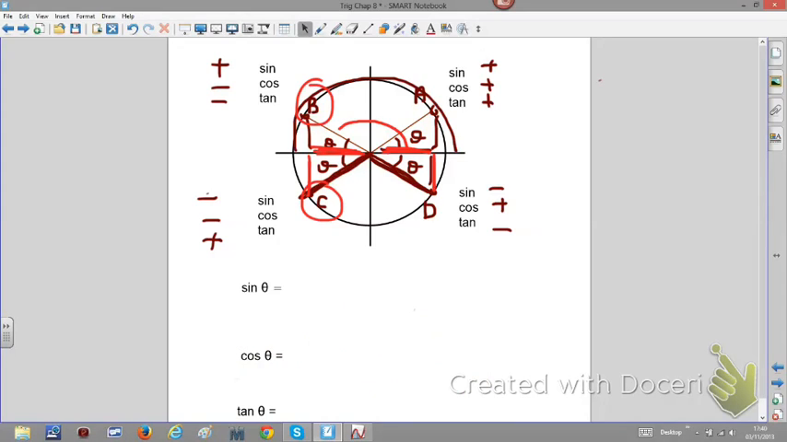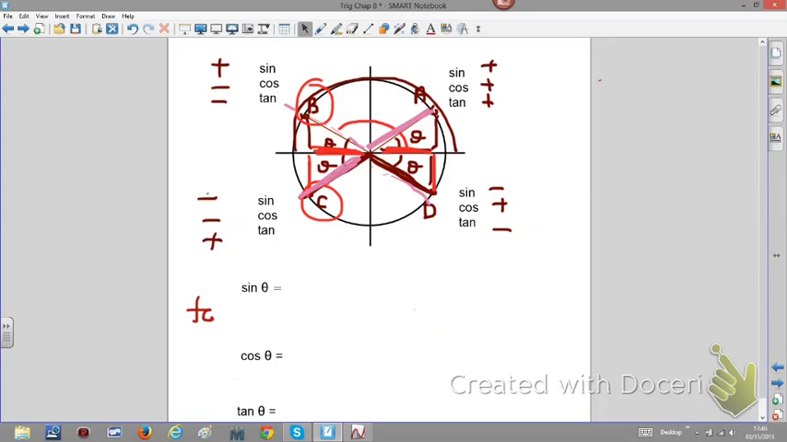Now let's think about tan theta. And with tan theta, we've got the gradient at A and the gradient at C are exactly the same, because they're both positive. And then we've got the gradient at B and the gradient at D, which will both be the same. So let's write that down.